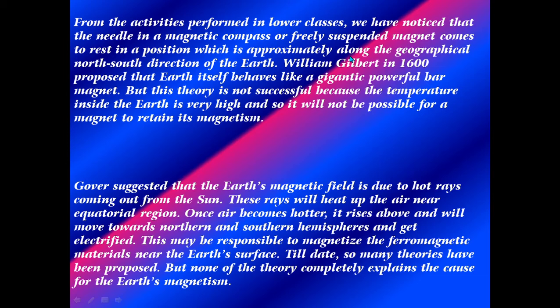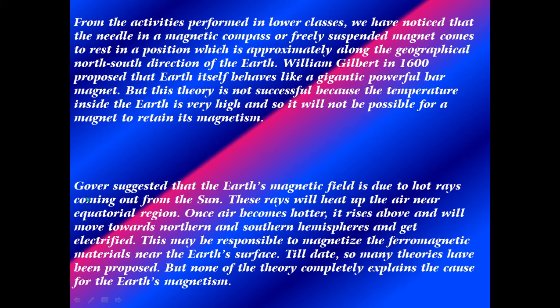So here William Gilbert in 1600 proposed that the earth itself behaves like a gigantic powerful bar magnet. But this theory is not successful because the temperature inside the earth is very high, and so it will not be possible for a magnet to retain its magnetism.